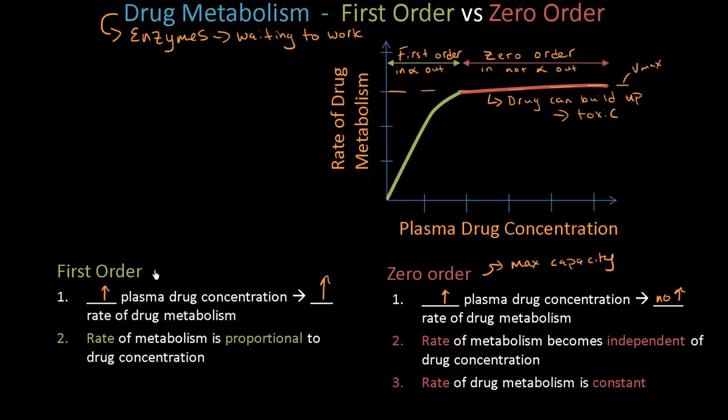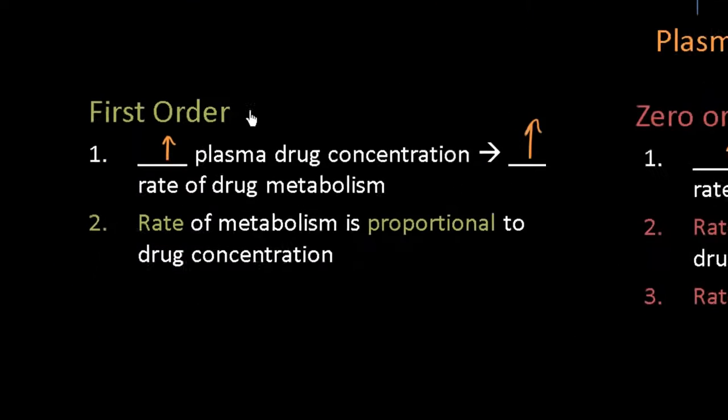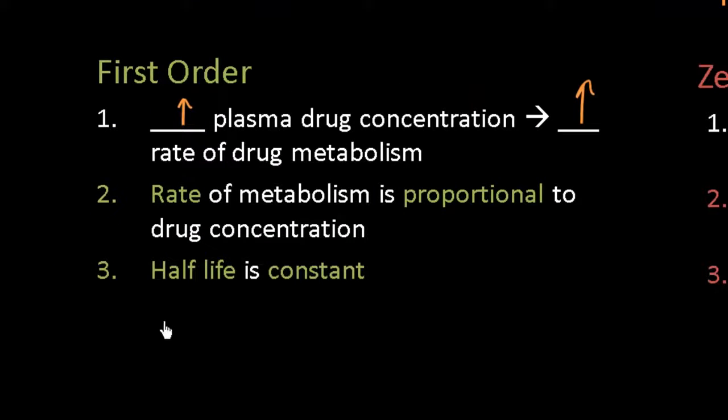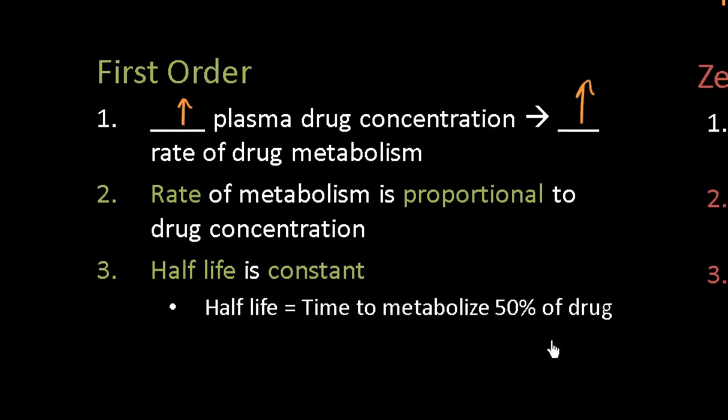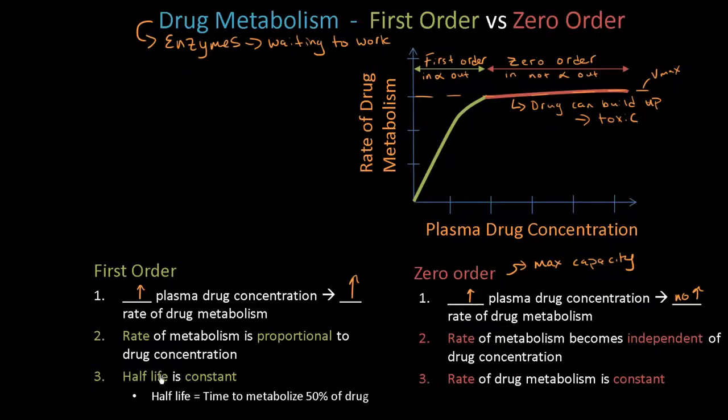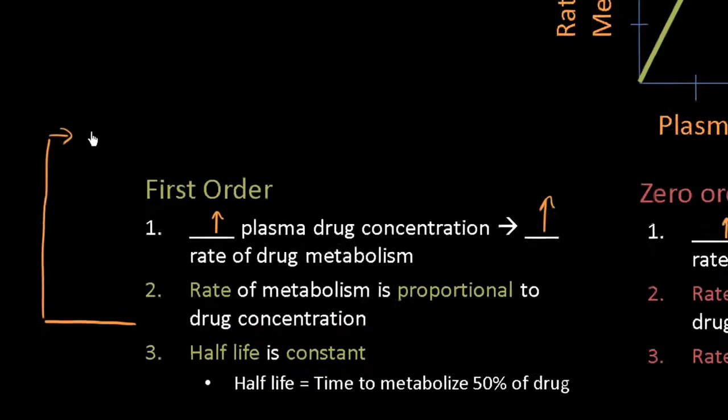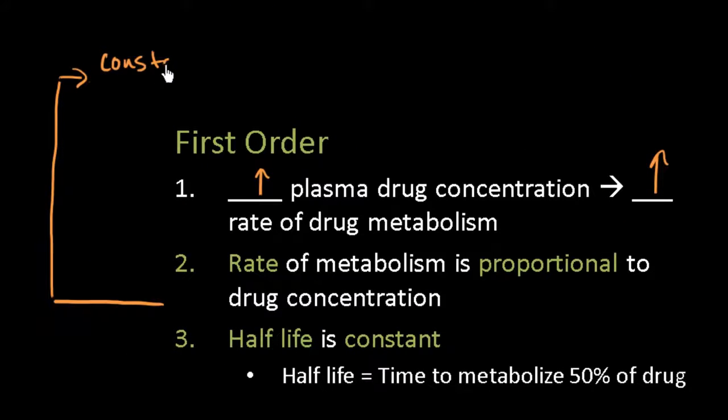So the third thing I want you to remember for first order kinetics is, while the rate of drug metabolism is not constant, there is a term that we use which is constant, and that term is the half-life. The half-life is the time it takes to metabolize 50% of the drug. So why is this occurring? Well, remember, for first order kinetics, the in is proportional to the out. So that means that we are metabolizing a constant proportion of drug per unit time.